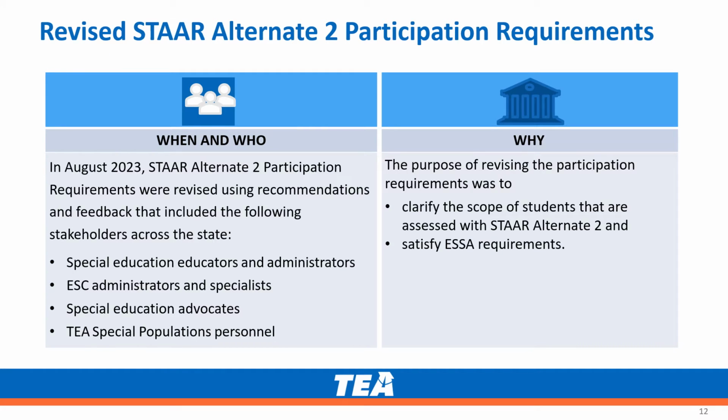In August of 2023, the STAAR Alternate 2 participation requirements were updated using recommendations and feedback that included the following stakeholders from across the state: special education educators and administration, education service center administrators and specialists, special education advocates, and TEA special populations personnel. The participation requirements were revised to clarify the scope of students that are assessed with STAAR Alternate 2 and to satisfy the ESSA requirements.